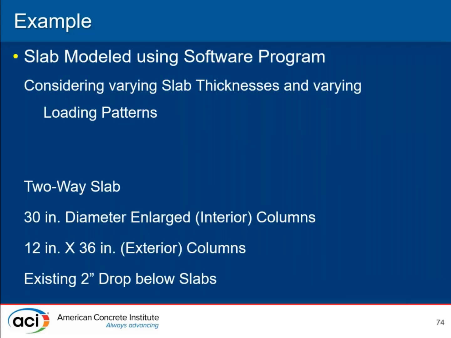The slab is modeled using a software program, and the program is accounting for varying slab thicknesses at the drop panel and between the drop panels. It's accounting for the varying loading patterns of live load that can occur. It's a two-way slab system, and we've got 30-inch diameter interior columns and rectangular exterior columns, and the drop is 2 inches below the slabs.